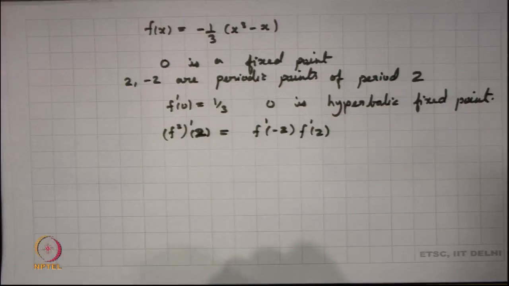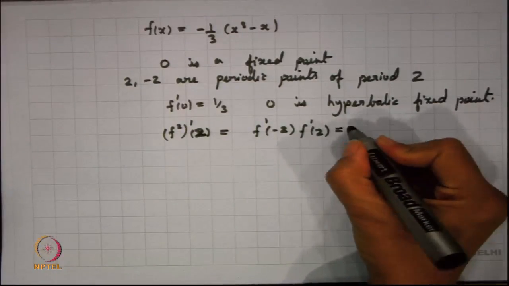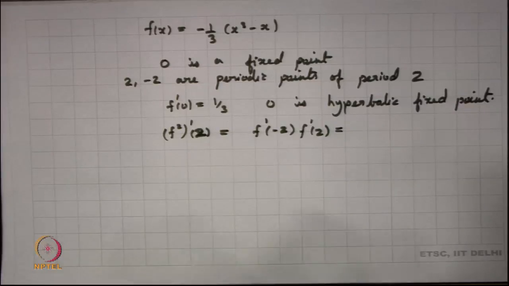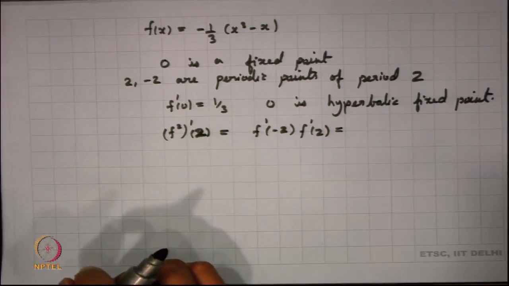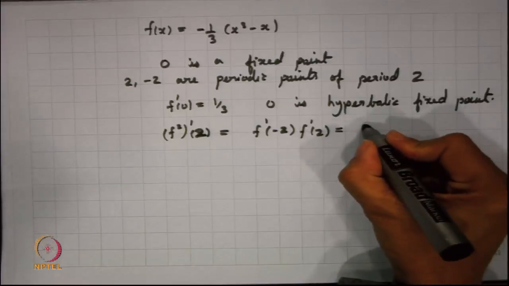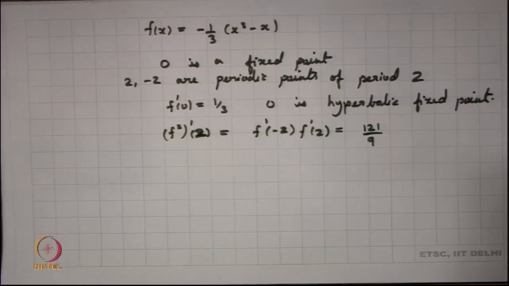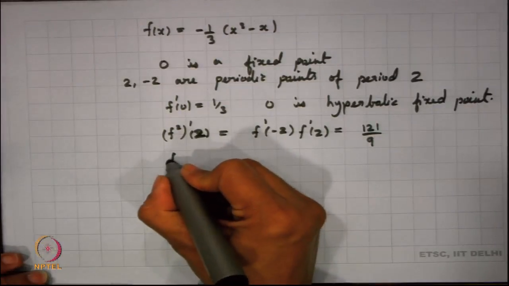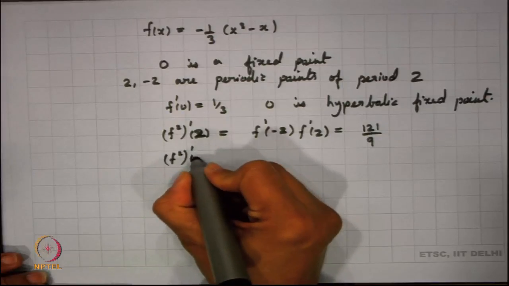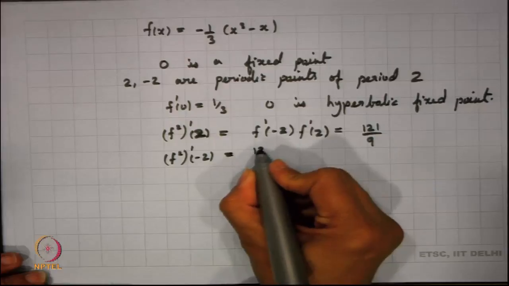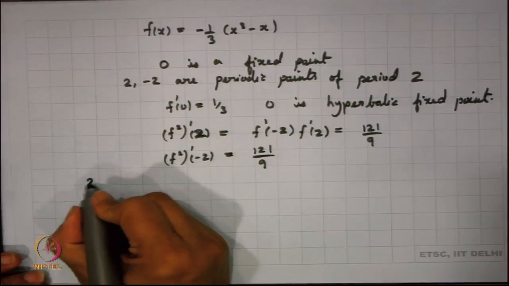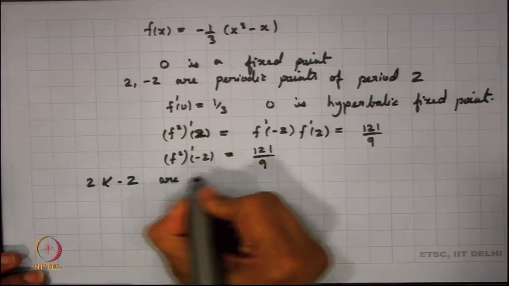And what is the value over here? We know that f prime at minus 2, with a similar calculation, is minus 11 by 3. The other one is also minus 11 by 3. So, what we get here is 121 by 9. So, f square prime at 2 happens to be 121 by 9, which is certainly not equal to 1, and similarly f square prime at minus 2 also has the same value, 121 by 9. So, 2 and minus 2 are hyperbolic periodic points of period 2.